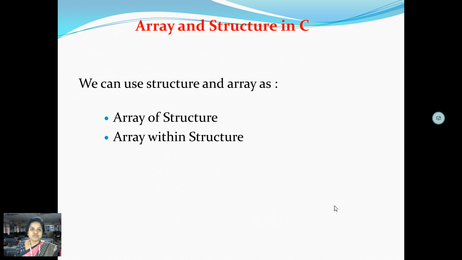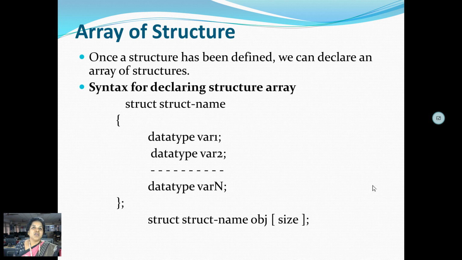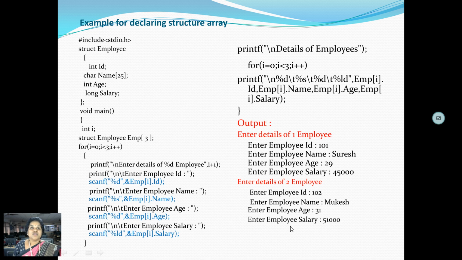For example, this is the syntax: struct student, with its member variables, and then struct student name[size]. Here the name is the object, that is the structure variable name, and size means how many variables you want to create; that number you should specify as the size. So this is the example for declaring a structure array.